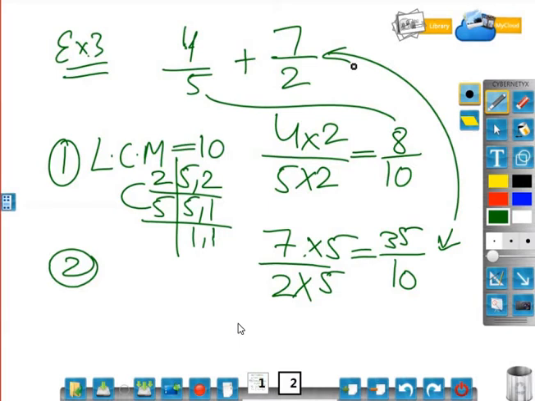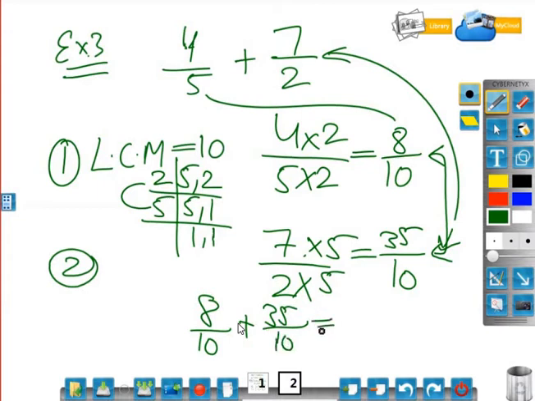What is the next step? Now they are like, you can see these numbers, 8 upon 10 and 35 upon 10. So 8 upon 10 plus 35 upon 10. Now that they are like, we can write 10 common and add 8 plus 35. So that is 43 upon 10.